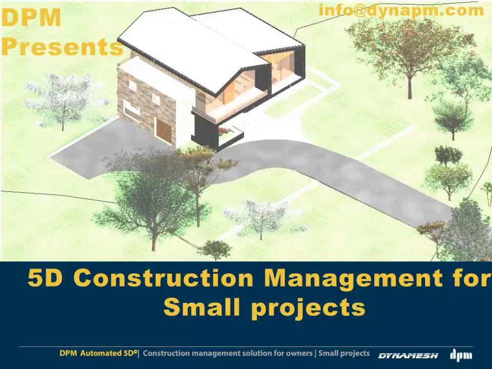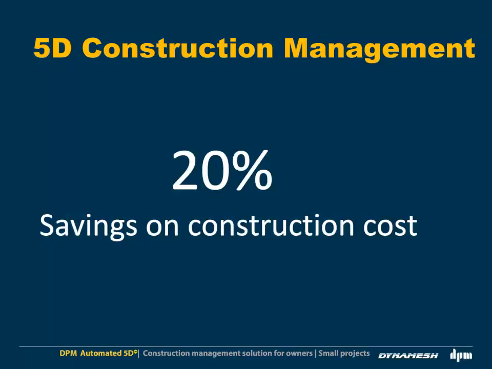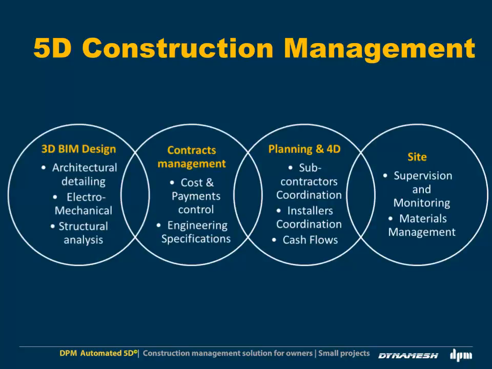Dynamic Project Management presents 5D construction management solution for small projects. The new 3D BIM technology, with DPM's comprehensive 4D and 5D construction management approach, can save the project owner 20% on construction cost. The construction management is based on an owner representation approach that includes a full project management scope, from 3D BIM design to final end-user interaction tools, functionality and sales presentations if needed.